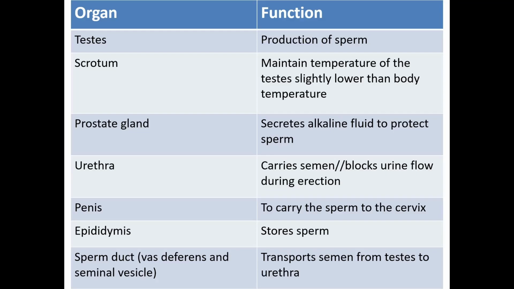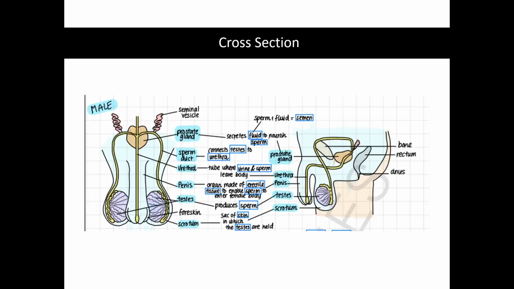Okay. So again, this is the cross section of how it looks. Of course we know that there's a seminal vesicle at the top, but those which are not highlighted, you don't have to know. You just have to know what is being highlighted. And the prostate glands is where it secretes the fluid. So sperm plus fluid equals semen. And the sperm duct is where it connects the testes to the urethra. Urethra is where the urine and sperm leave the body.